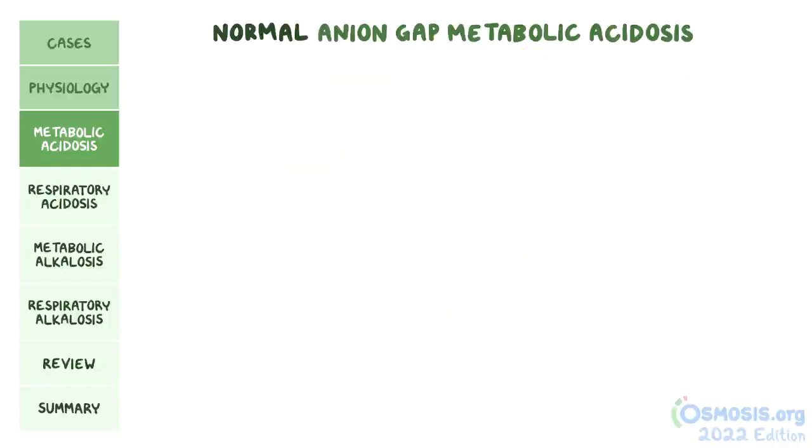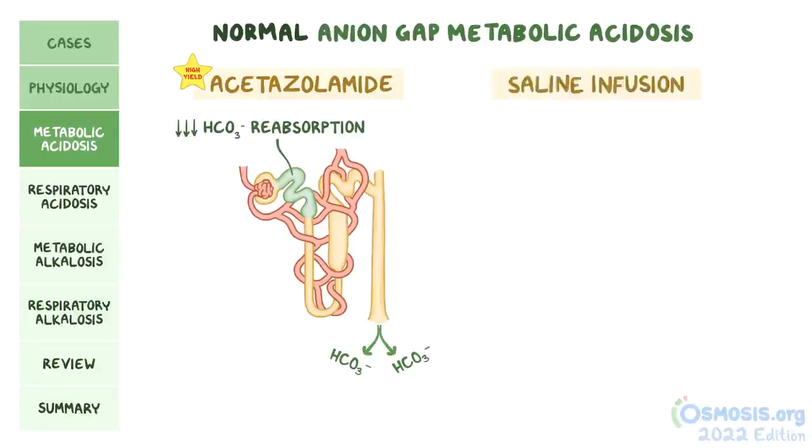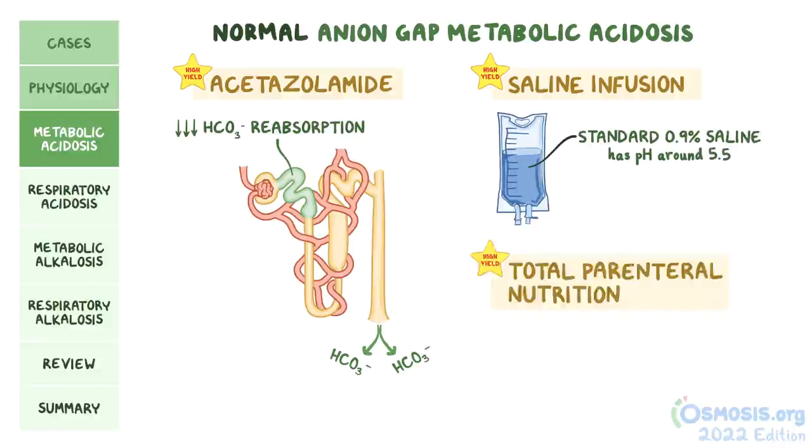Another cause is the use of acetazolamide, which lowers bicarbonate reabsorption in the proximal tubule, leading to bicarbonate wasting and metabolic acidosis. Now, in some cases, saline infusion can lead to metabolic acidosis, and that's because the standard 0.9 saline solution has a pH around 5.5. Finally, total parenteral nutrition can lead to metabolic acidosis because it leads to the accumulation of hydrogen ions.